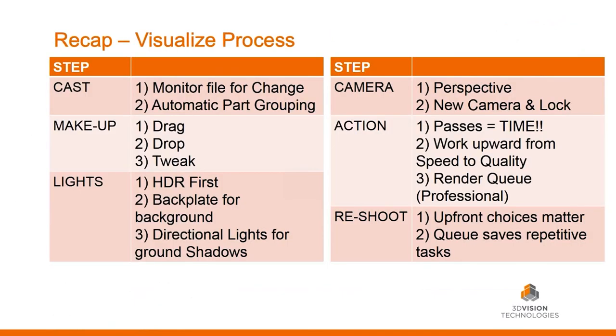So this is a recap of how to go through this process. Think of it like you're shooting a movie. Set up your cast, figure out what your cast is going to be, how are we going to bring them into this movie. We set up our makeup, which is our materials, drag and drop and just tweak it till we get it right. Then set up our lights, camera, action, and then shoot. Inevitably reshoot if there's any design changes or if you don't like it. So it looks great, and it looks like a real simple process.